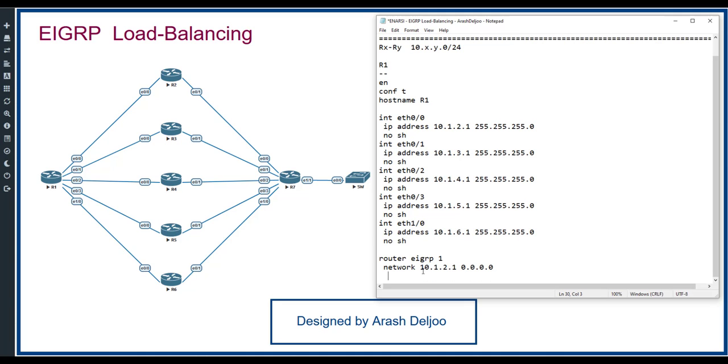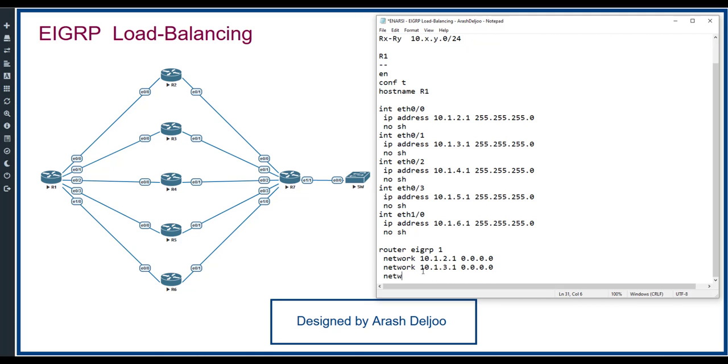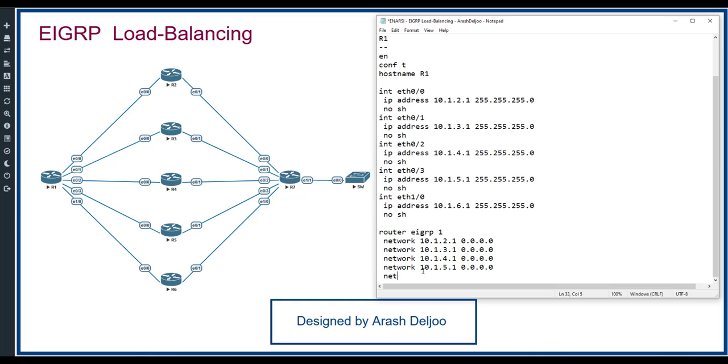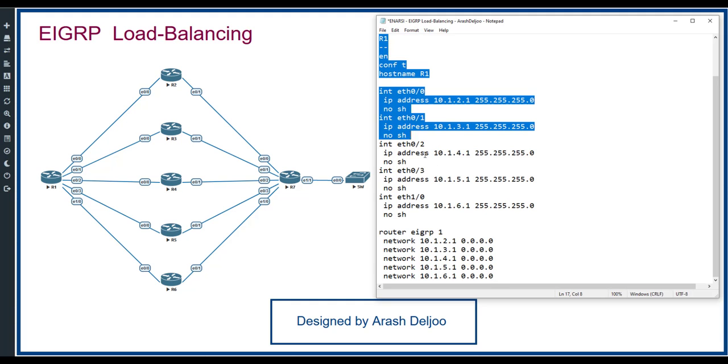The first network statement. The second is network 10.1.3.1, again quad 0. The third is network 10.1.4.1 quad 0. After that, network 10.1.5.1 quad 0. And finally, network 10.1.6.1 quad 0. This is the configuration of router 1. So easy. Now let me copy some part of this configuration for router 2.